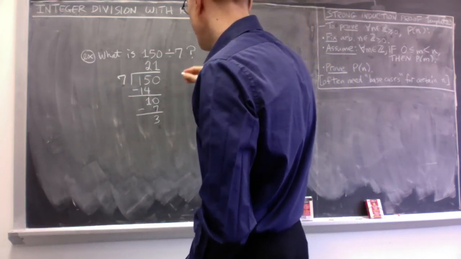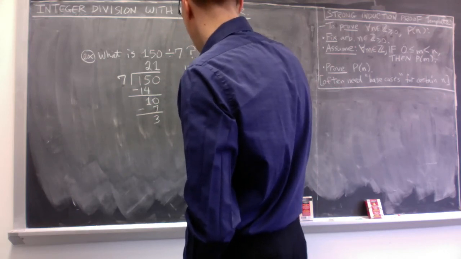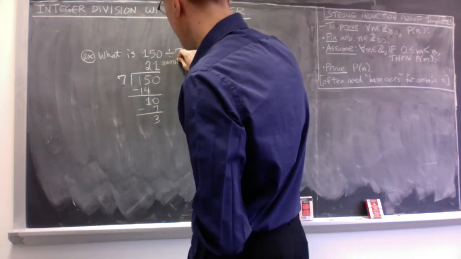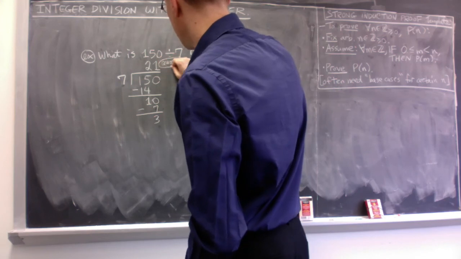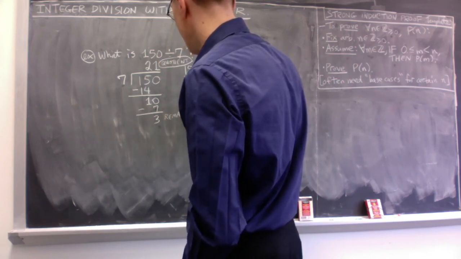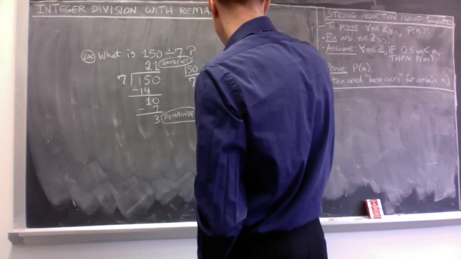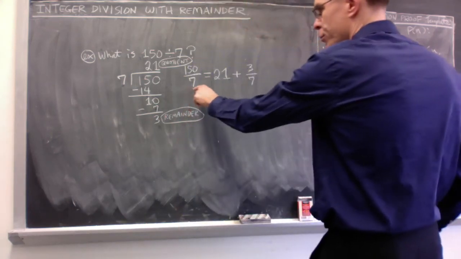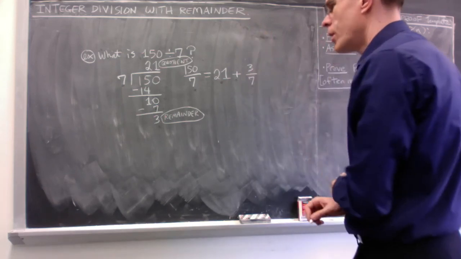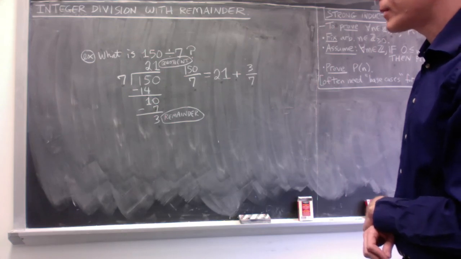So, 150 different ways of saying it. 150 divided by 7 is the quotient 21, which is right here. That's an integer, by the way. And down here we have the remainder, which in this case is 3. And so one way of thinking about what we did is we've written this improper fraction as an integer plus a fraction less than 1. And there it is. So there's an example of division.